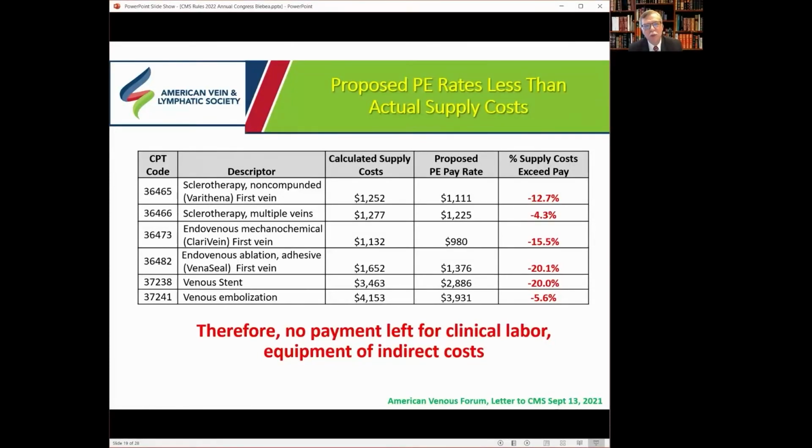Taking a closer look now specifically at the supply costs for these various venous procedures that you see listed here, and what CMS proposes to pay with these adjustments, you'll see that the actual amount of pay isn't even going to pay for your supplies. So therefore, within the general category of practice expense, there's not going to be any money left to pay for clinical labor, other equipment, or indirect costs.